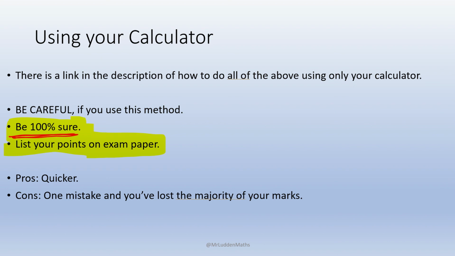And you need to list your points on the exam paper to make sure that you get your marks for that. The pros of using your calculator are it's quicker. And the cons are 1 mistake and you've lost the majority of your marks. If you put a minus sign in wrong on your calculator, or squared in the wrong place, and you end up with a whole set of wrong points, then that's nearly all your points, or all your marks. That's nearly them all gone. I saw a question, I forget what year it was, but there was 60 marks going for a functions question and the following questions after that. So if you lost 60 marks just because you put something into your calculator wrong, that would be absolutely heartbreaking. So ultimately, this is up to you.